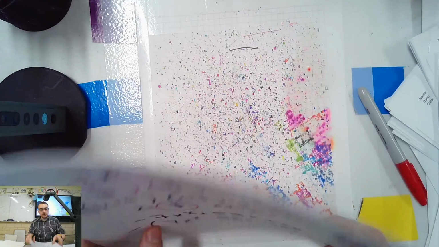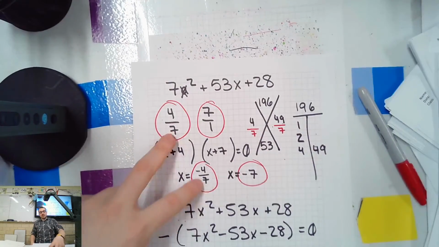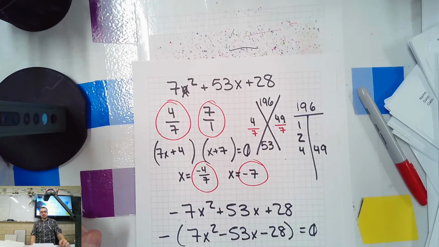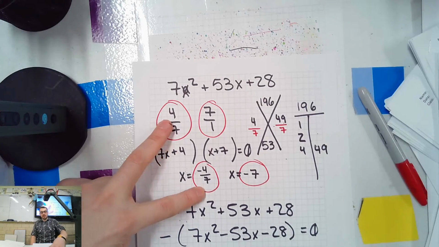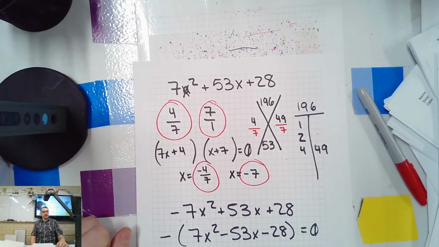Next week, we're going to get down and dirty and figure out why this magic X method works. And here's the big key. Why does that get what we want?